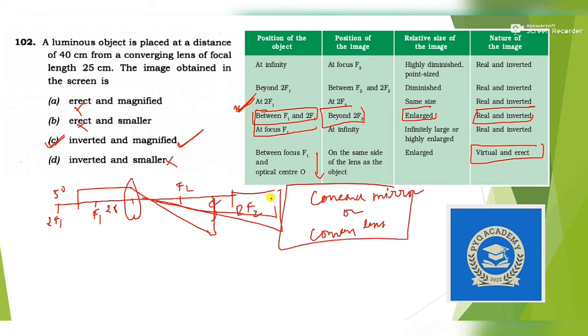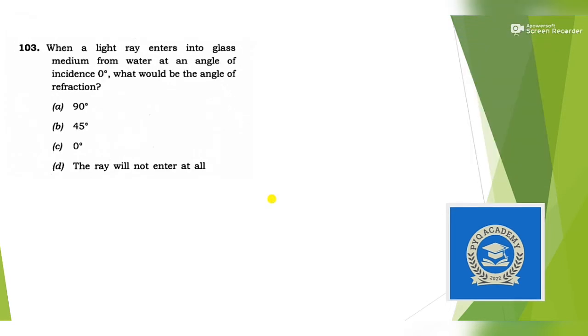Okay, let's move to next question. When a light ray enters into glass medium from water at an angle of incidence 0, what will be the angle of reflection? Okay, so let's apply our knowledge again. Suppose this is a water surface and a light ray is coming perpendicular. Wait, not perpendicular, but at angle 0 degree incidence.